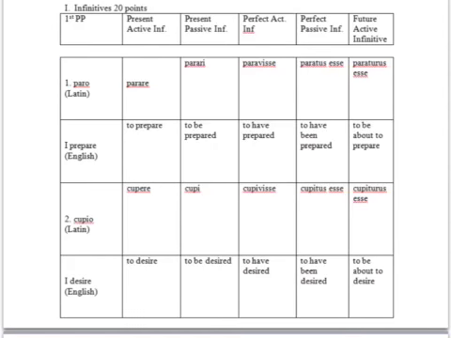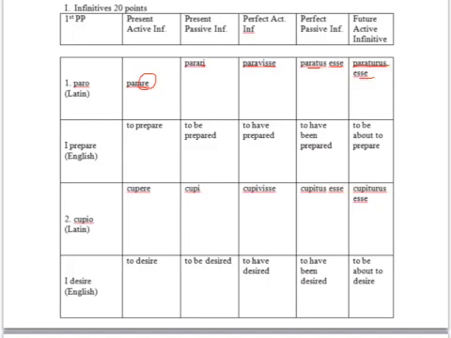On this version, the first verb is paro, which is to prepare, and it's first, so it's are, that's its second principal part. And since it's first, you only drop away the E and add the I, and so it's parari, to be prepared. And then paravisse, third principal part plus isse, to have prepared. Paratus esse, fourth principal part plus esse, to have been prepared. And then the future active participle paraturus esse, to be about to prepare.